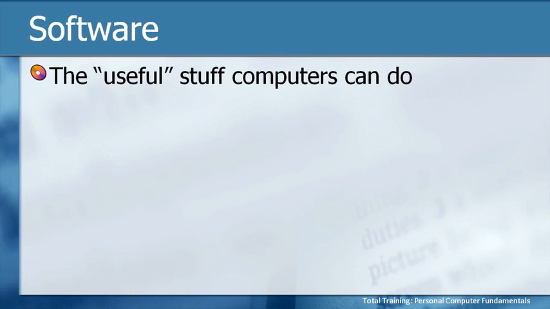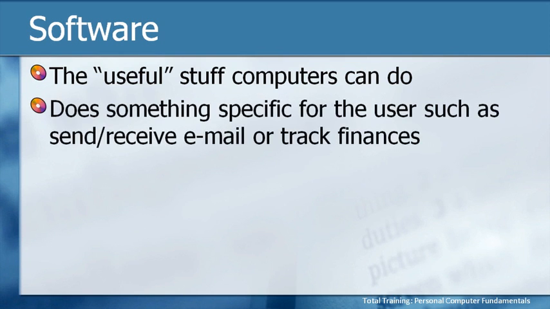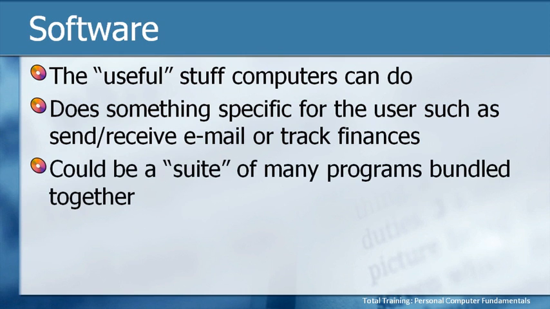Operating systems are absolutely critical, and they do a lot of useful things like managing our files. But software is the stuff we typically think of as doing the things we like to do. Software is also generally going to do something specific for the user, such as send and receive email or track finances or something like that.